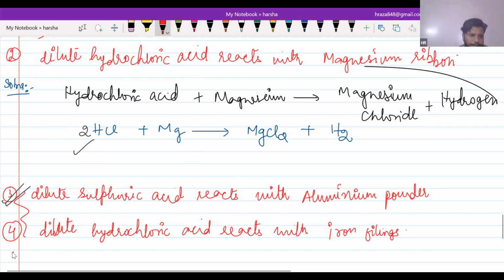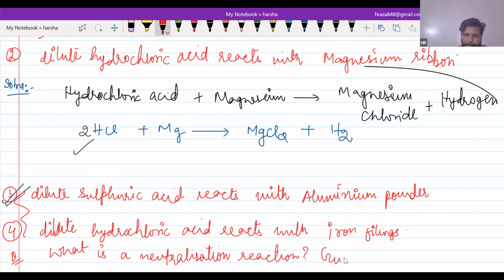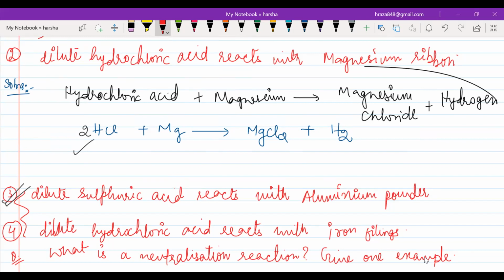There is another question. What is a neutralization reaction? Give one example. Let me know if you are done with this question. Done, sir. Amna, Abdullah, yes, sir, done. Very good.